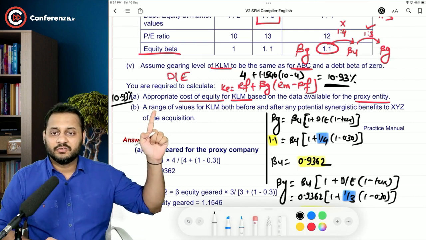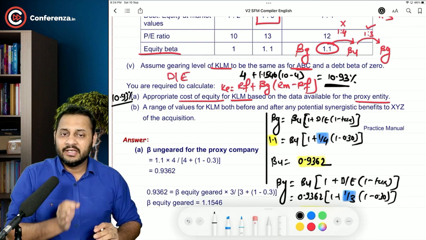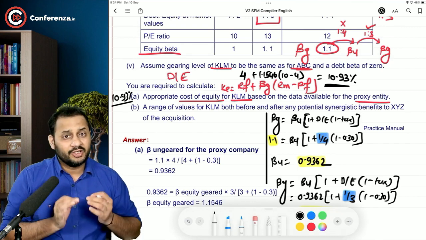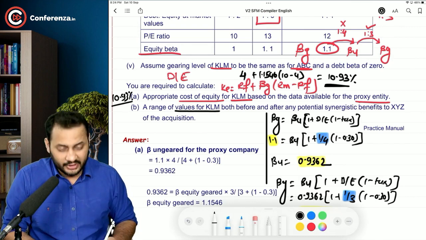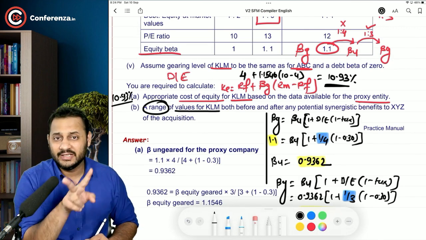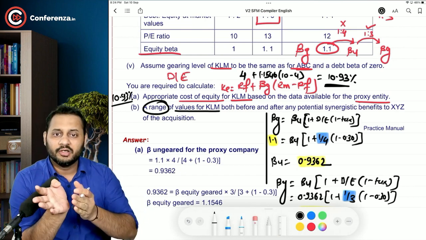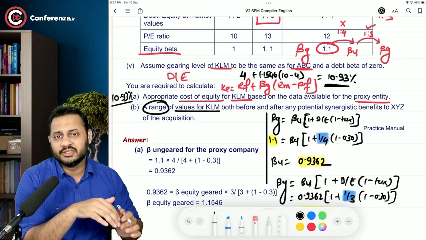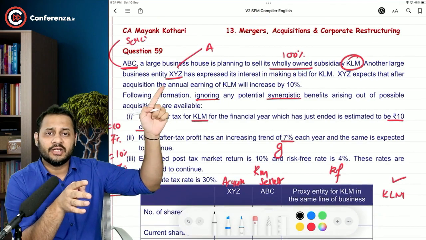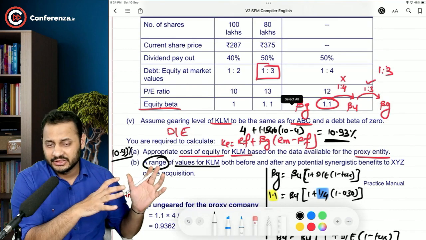Now, a range of values for KLM, both before and after any potential synergistic benefit to XYZ of the acquisition. What the question is asking us to calculate is the value of KLM, and then the range. That means there will be two different bases that we have to use. So two values of KLM before synergy and two values after synergy. After synergy is very easy. You just add 10% to the annual earning. That's it. So let's first focus on the before synergy benefits.